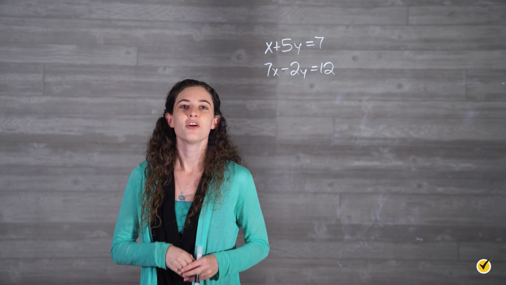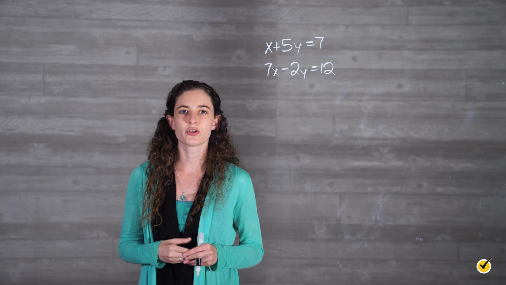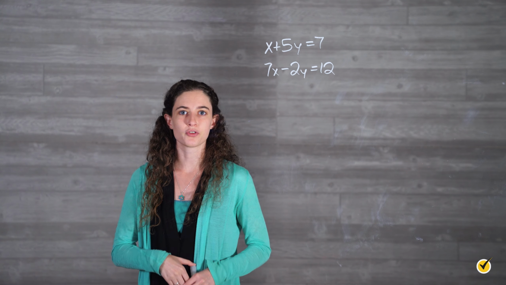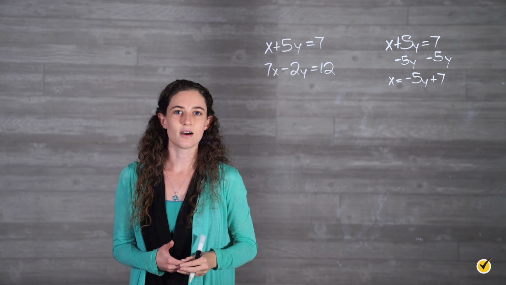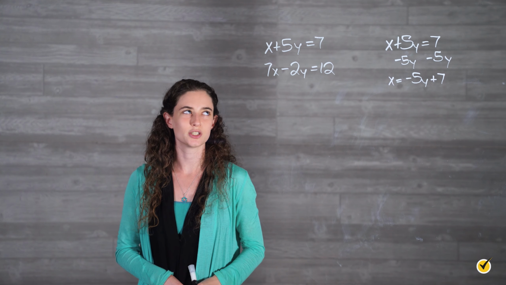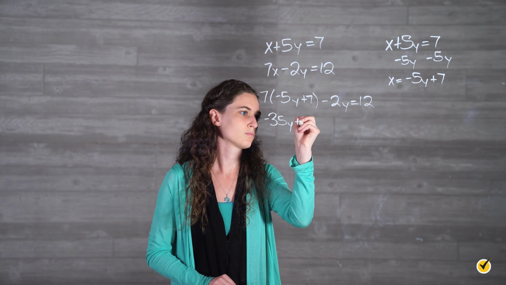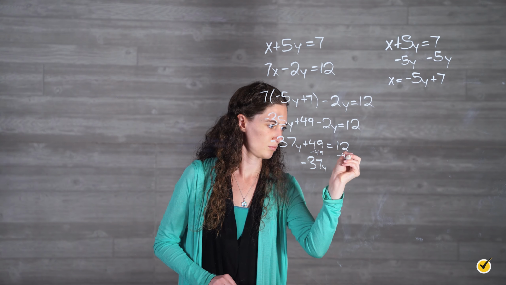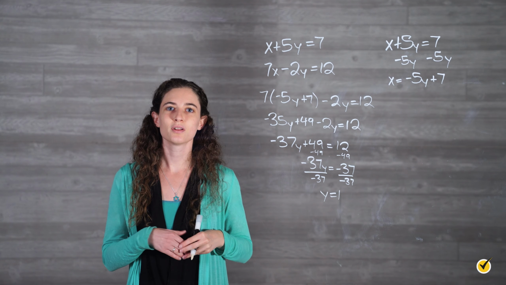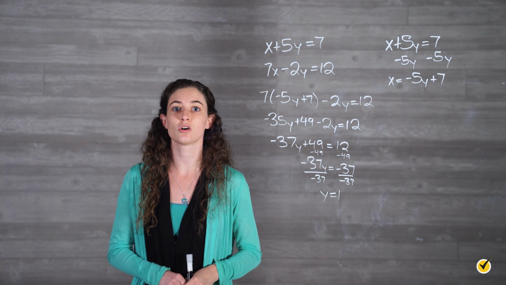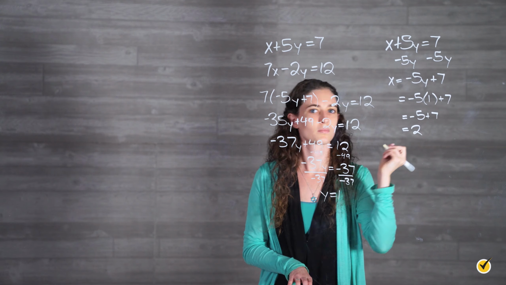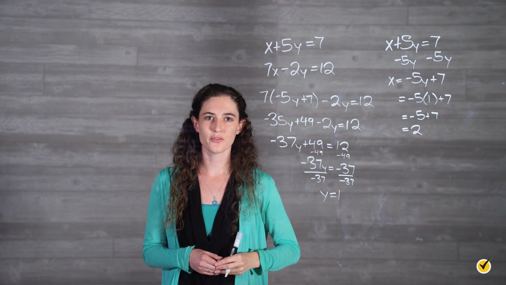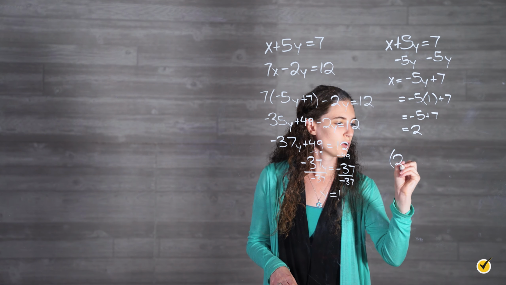Ready to check your answer? First, we want to solve one of our equations for an independent variable. I'm going to solve the first equation for x. Now, substitute this expression into the second equation. Then, plug the y value into the equation for x and solve for the x-coordinate. So our final answer for the system of equations is (2, 1).